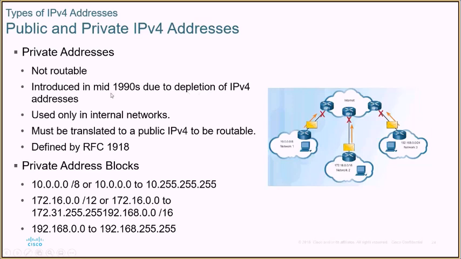Introduced in the 90s due to depletion of IPv4 addresses, they're used only in internal networks and must be translated to a public IPv4 address, which is of course the opposite of a private one, to be routable. That's what your router at home does. It does what's called network address translation. The request for comments for that standard is actually 1918.